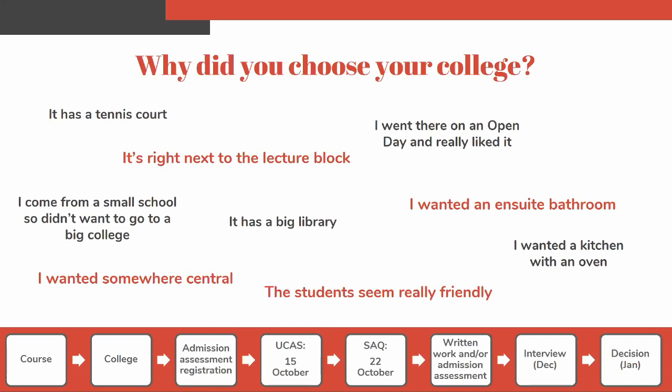Some of them are based on location, like I wanted somewhere central, or it's right next to the lecture block. Some are based on size, so I come from a small school, so didn't want to go to a big college. And then some of them are just completely based on the vibe of it. So maybe I went there on an open day and I liked it, or the students seem really friendly. So obviously there is no one right answer to how you choose a college, but there's just a few suggestions of what you might want to be thinking about.